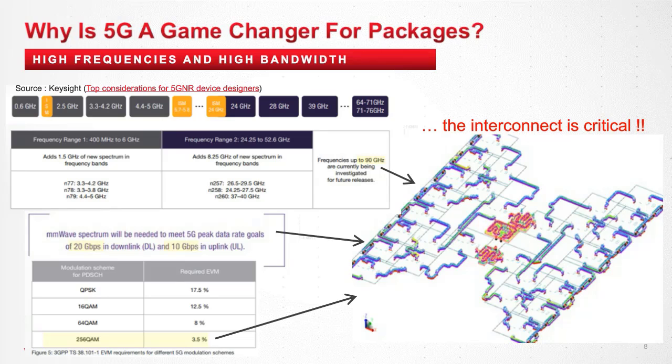But you also notice on the right, we're going up to 28, 39, up to 76 gigahertz, and there are some plans being investigated for future releases going up to 90 gigahertz. And you couple that with the incredible amount of bandwidth for these things, 10 or 20 gigabytes, and really low error vector magnitude requirements. If I were to say what the one thing that results from that is, it's that the interconnect just becomes so critical. Everything really matters, because any kind of parasitic inductance at these frequencies and data rates all of a sudden becomes the bottleneck for your bandwidth. So it can be a huge challenge to develop this.